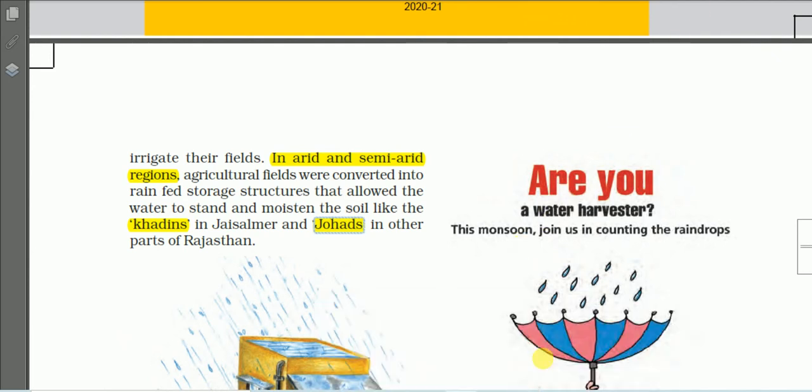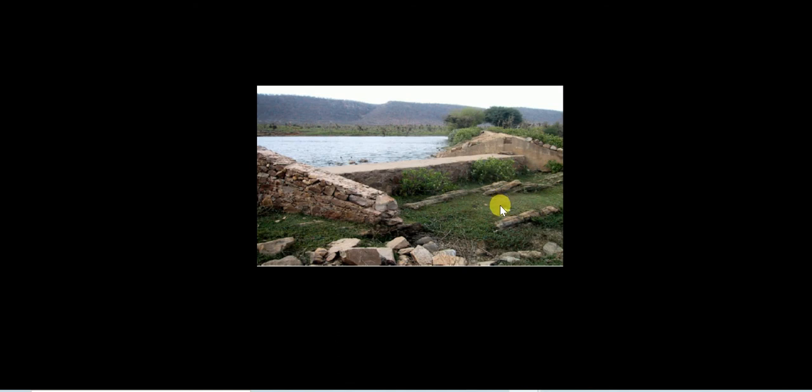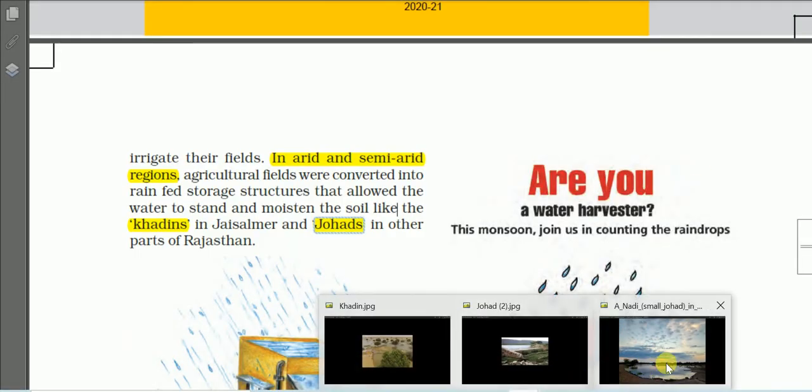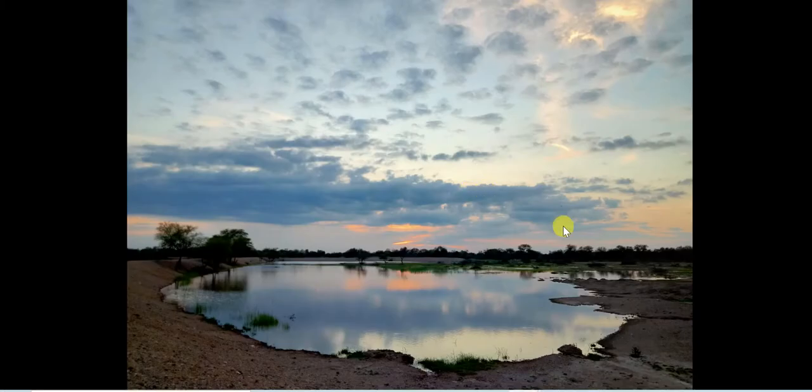Okay, just see, this is a photograph showing a johad. Here you may be seeing these bunds also, or a small check dam. And we have one more photograph here. So this is also a kind of small johad, a small johad in Laporia village in Rajasthan. See here, water is stored here, and here it is allowed to be absorbed in the soil.